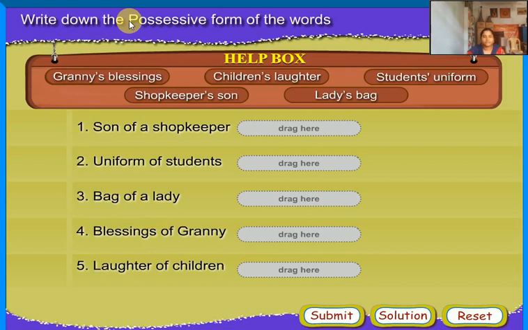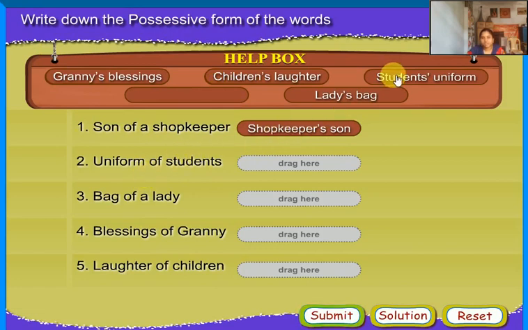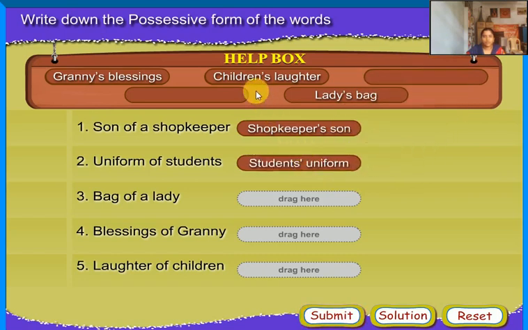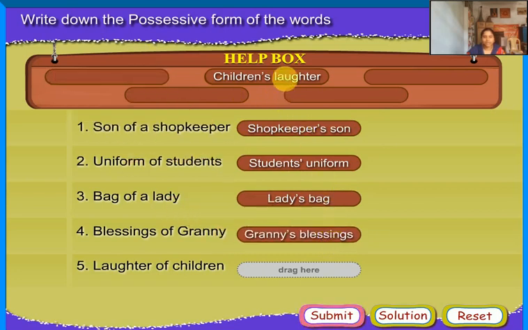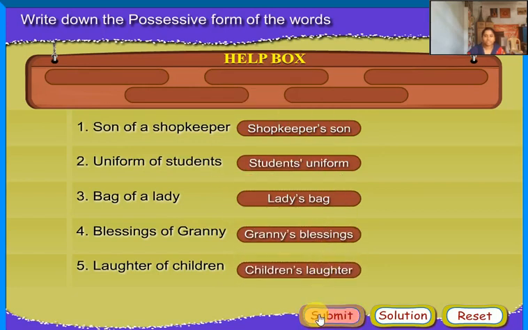Write down the possessive form of the words: son of a shopkeeper, shopkeeper's son; uniform of students, students' uniform; bag of a lady, lady's bag; blessings of granny, granny's blessings; laughter of children, children's laughter.